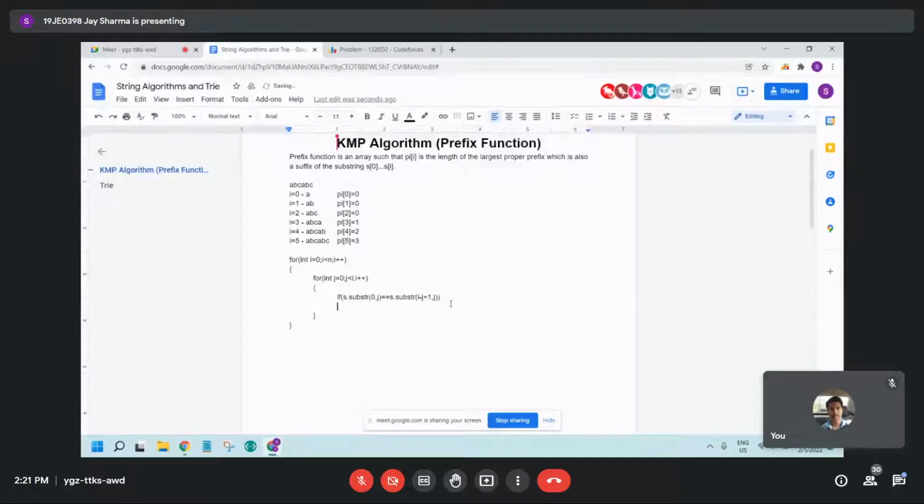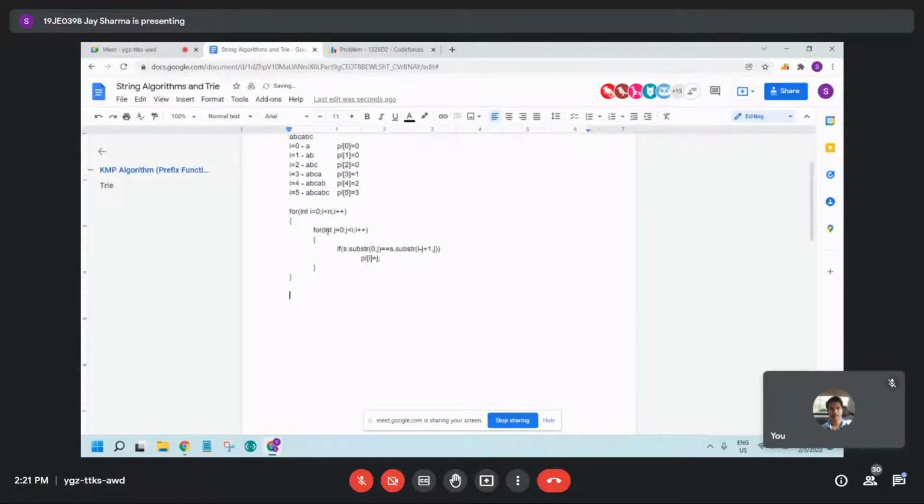And if this holds true, then this is a possible value of pi. What we are doing is iterating in increasing length. If we want the maximum length, we can simply write pi of i equal to j. If we get a greater length in the future, that will replace this value. So can anyone tell me what's the time complexity of this code?